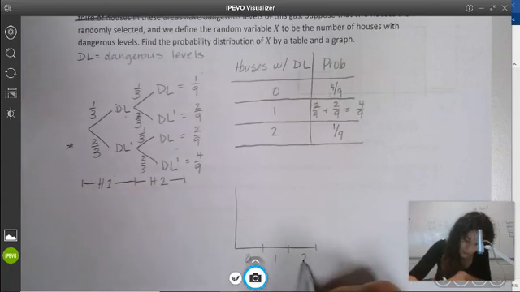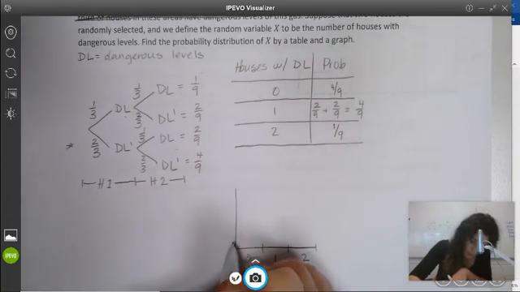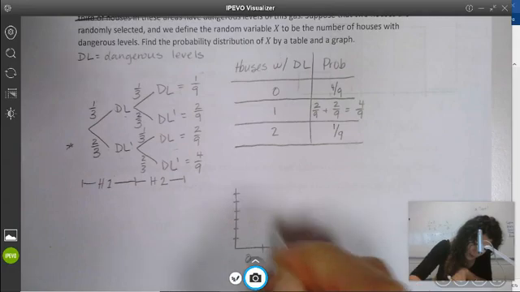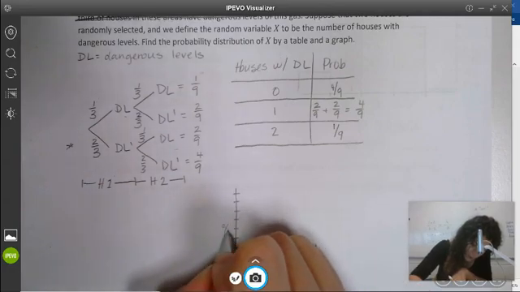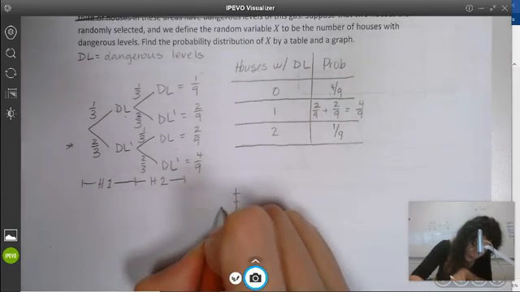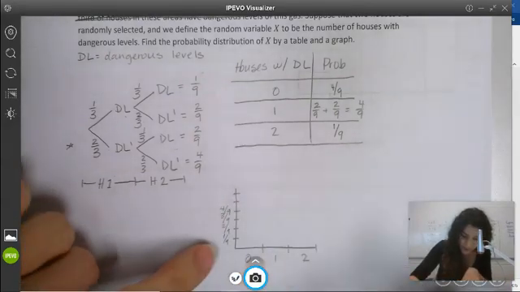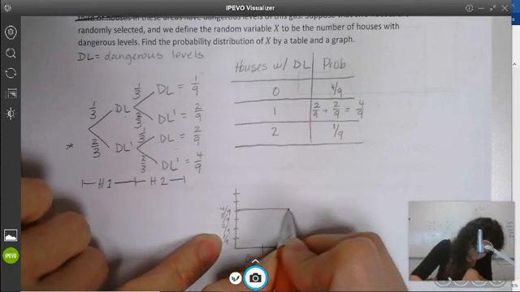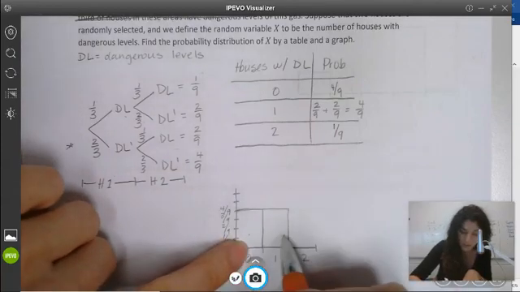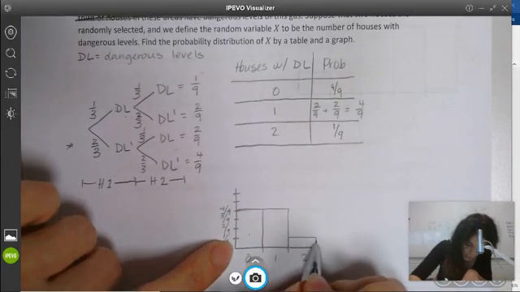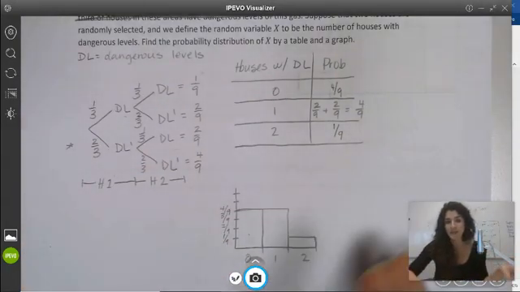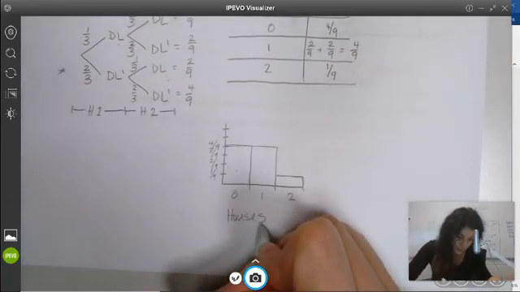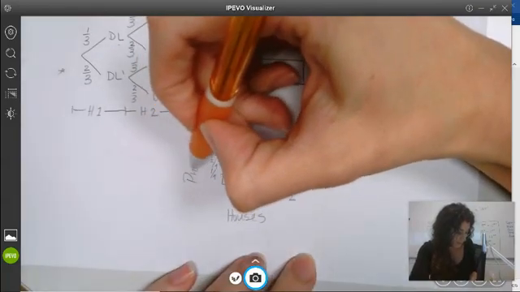So I have 0 houses, 1 house, 2 houses, and then we're going up in ninths: 1, 2, 3, 4, 5, 6. So this is 1/9, 2/9, 3/9, 4/9. So 0 is 4/9 and 1, right? Both of these are 4/9, and then 2 is 1/9. And that is your probability distribution. I should be labeling my axes: houses, and then probability.